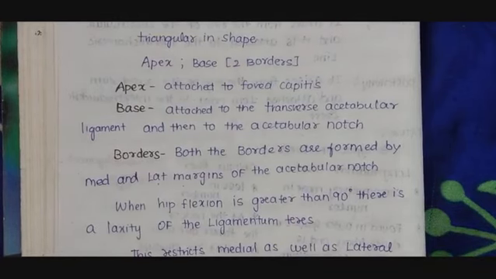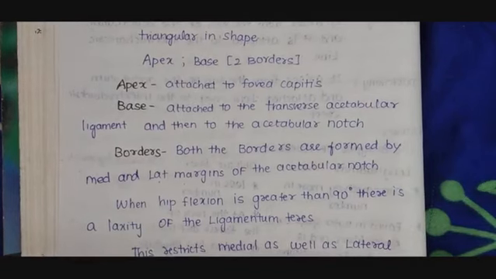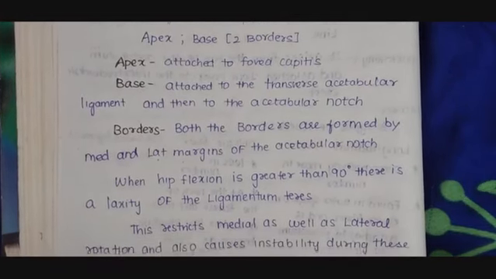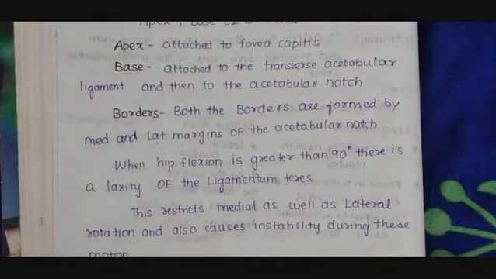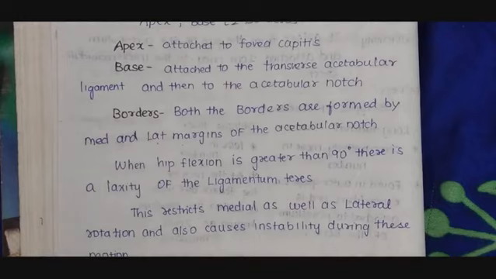Now let us discuss the function of this ligament. When hip flexion is greater than 90 degrees, this ligament restricts both medial as well as lateral rotation. So what is the function of this ligament? When hip flexion is greater than 90 degrees, it restricts medial as well as lateral rotation. I hope you can see this diagram.